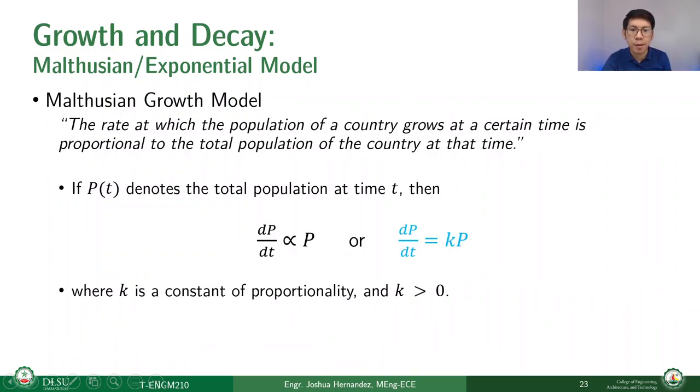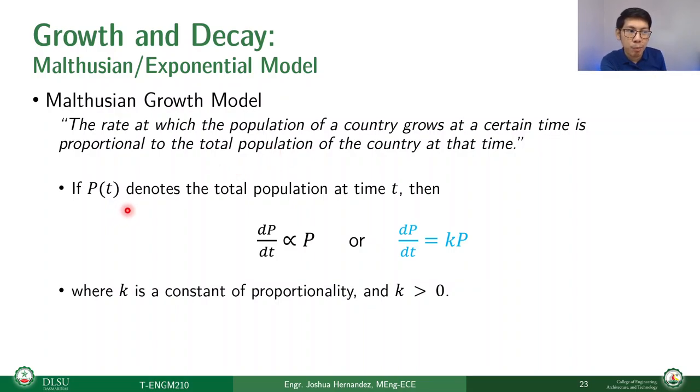Now, one of the earliest attempts to model human population, at least the growth of the human population, by means of mathematics was by the English economist named Thomas Malthus in 1798. Now, basically, the idea behind the Malthusian model is the assumption that the rate at which the population of a country grows at a certain time is proportional to the total population of the country at that time. Ito nga yun. Sabi ni Malthus sa kanyang pag-aaral, the rate daw at which the population of a country grows at a certain time, let's call it T, is proportional to the total population of the country at that time. Ano ibig sabihin nun? Yung daw rate ng pagdami ay proportional sa total population ng country. Ibig sabihin, pag tumaas yung rate, tataas din yung total population. Which is very obvious. Pag bumaba yung rate, maaring merong pagbaba din sa total population.